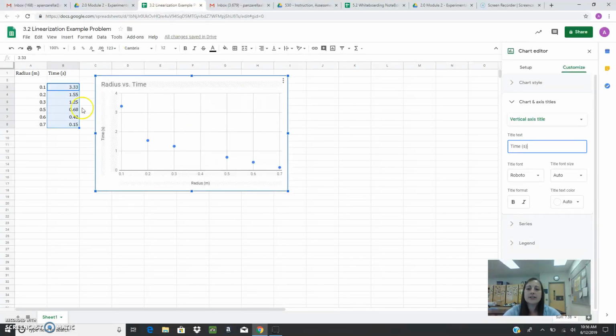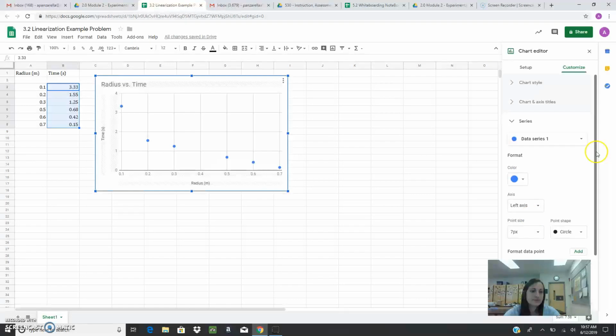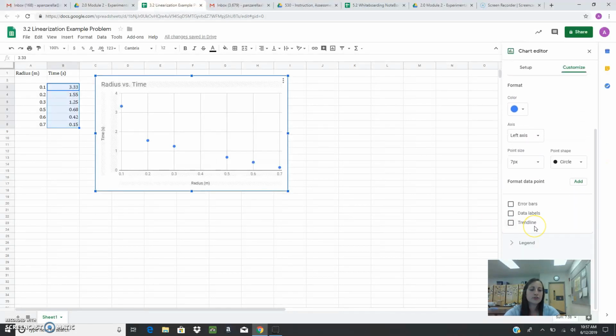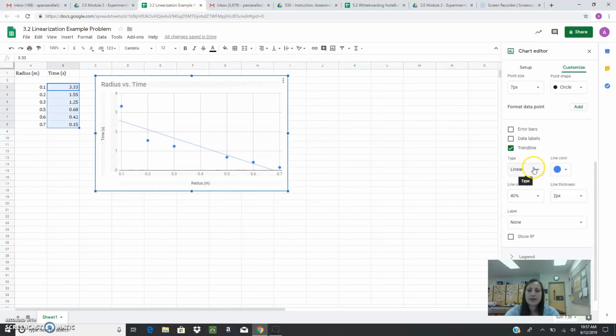So now I'm starting to have a little bit more full graph. So looking at this right off the bat, I might not be able to tell what trend this is. So back up and customize, we're going to go to this series button. And this is where it has a lot of information for us. So we want to go ahead and scroll down to trend line. So we're going to add a trend line in. And right now my trend line is linear. And we're seeing that, ooh, this isn't looking too good for a linear trend.